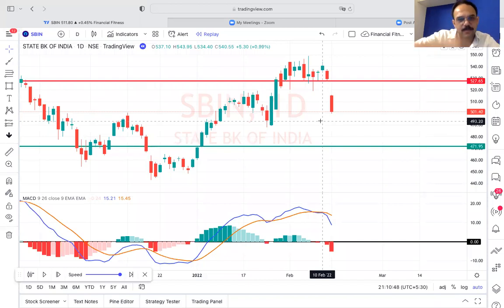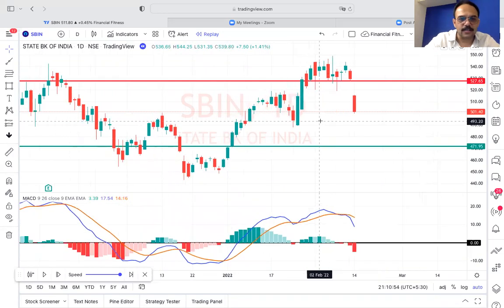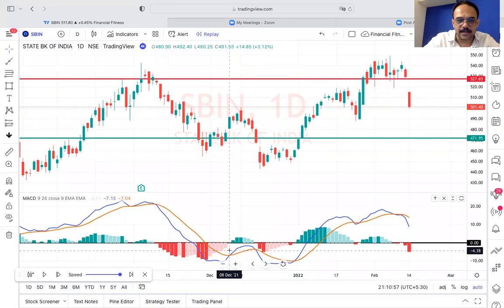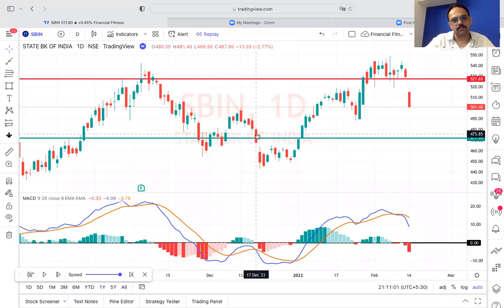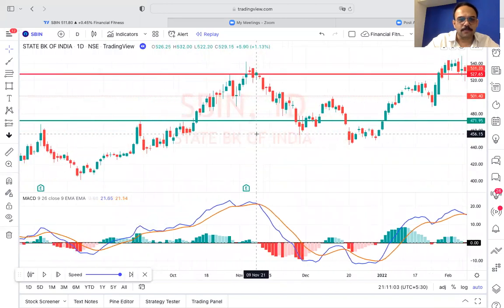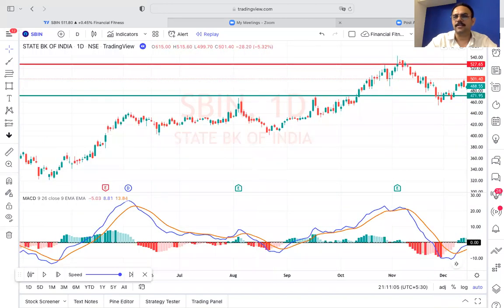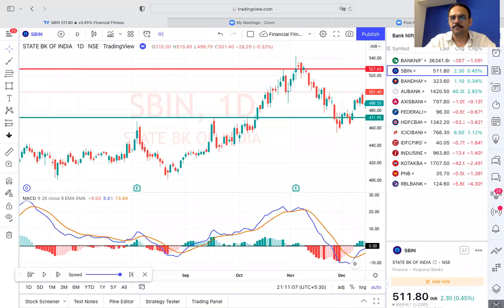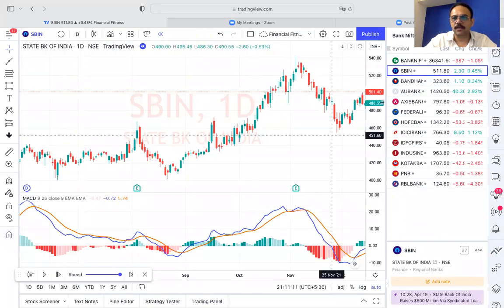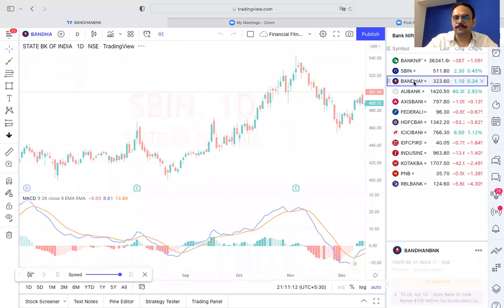Everyone okay? The entry and the stop loss, how it is to be moved? Same we can see here. We entered here and we would have exited here. So this was a loss. But more or less, let's take one more. I've taken some bank charts only. Now let's take Bandhan Bank.